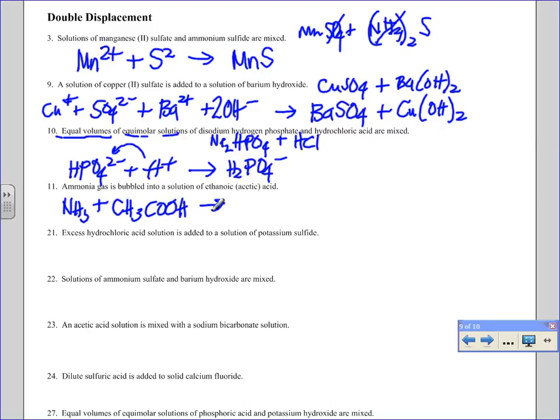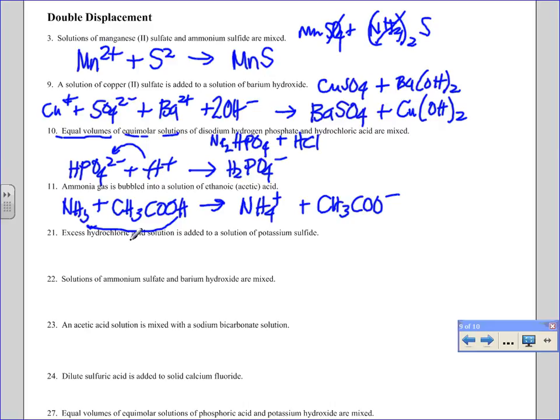Now what you need to do is recognize that you've got a weak base and a weak acid here, so it's going to be a proton transfer, and what you're left with is NH4 plus and CH3COO minus. There are no spectators to be removed because of the molecular nature of these reactants.